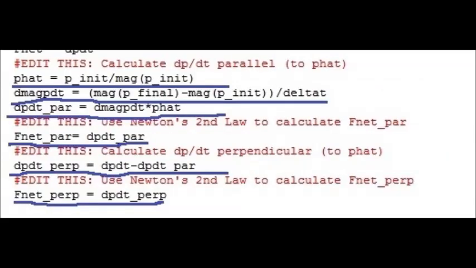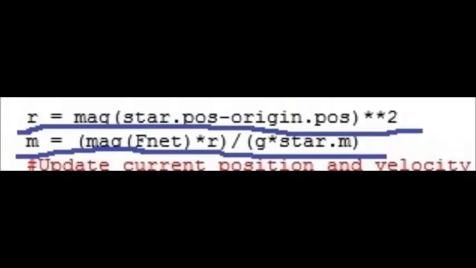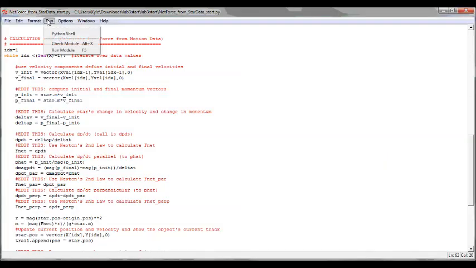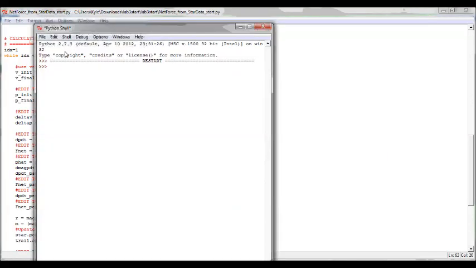Then we added in the equations for dp/dt parallel and F net parallel, as well as the equations for dp/dt perpendicular and F net perpendicular. Finally, we add in the rearranged universal gravitation equation, which has been written in 2 lines of code for simplicity. Then we run the code, and here's the model of the star going around the black hole.